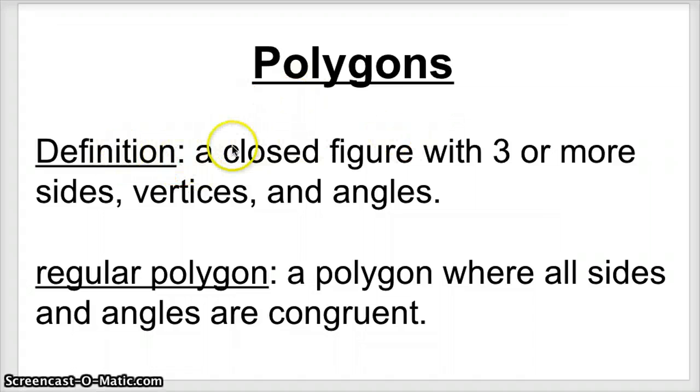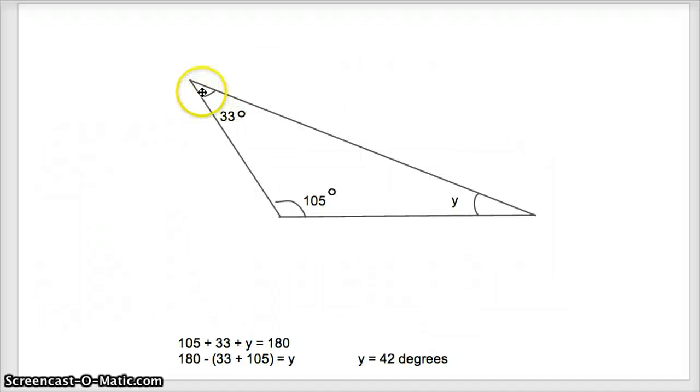The definition of a polygon is a closed figure with three or more sides, vertices, or angles. Well, let's review what that would be. Okay, this would be a side. Here is an angle of this triangle, which is a polygon, and all the points would be a vertex. So this is a triangle, a three-sided polygon, and it has three vertices and three angles.